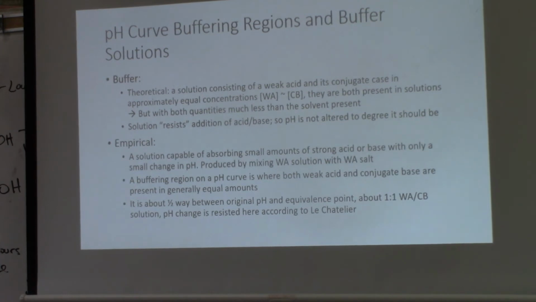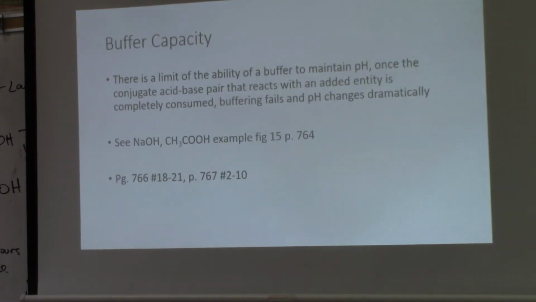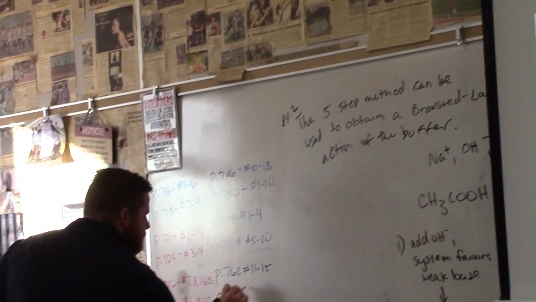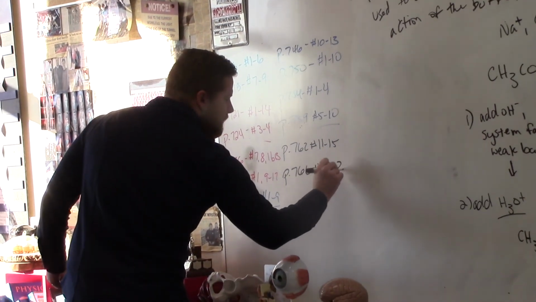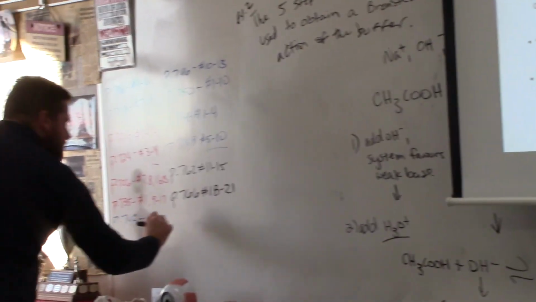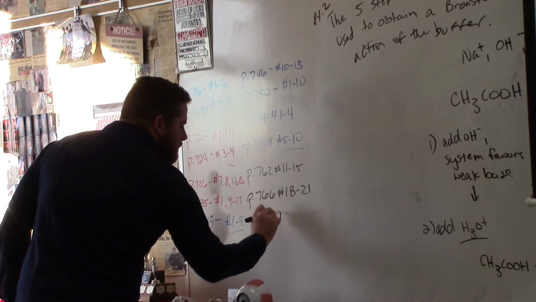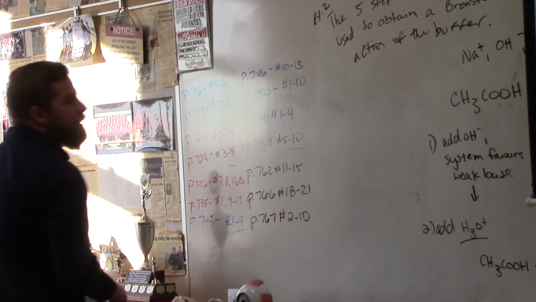So, where am I going to see this? So we talked about this. Buffering capacity, page 766, numbers 18 through 21. Okay, and page 767, numbers 2 through 10.